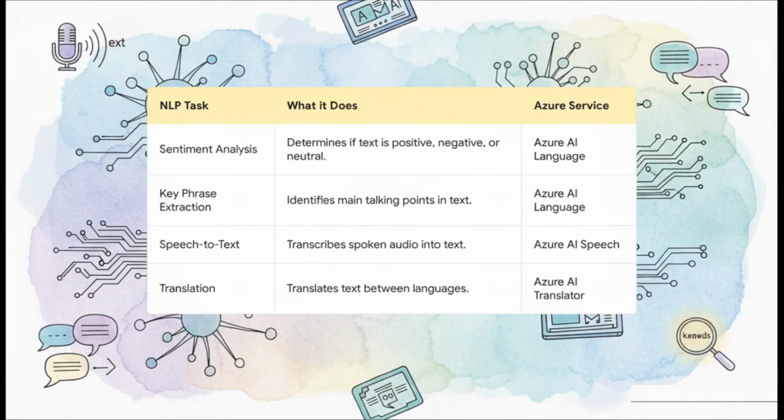And hey, just like with computer vision, it's all about mapping the task to the service. You want to know if a product review is good or bad? Boom, that's sentiment analysis, and it's part of the Azure AI language service. Need to get a written transcript of a phone call? That's speech to text, handled by Azure AI Speech. This table is basically your study guide for this section.